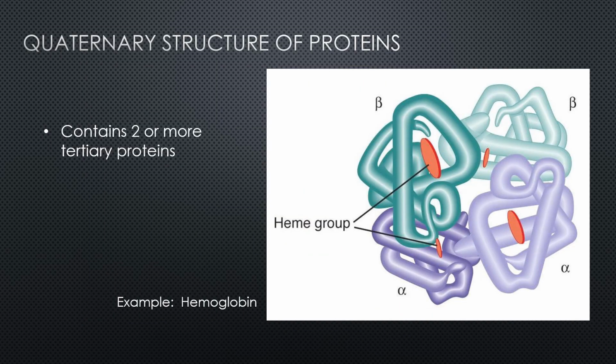Lastly is the quaternary structure of the protein. All that means is taking multiple tertiary proteins and binding them together to make the quaternary structure of proteins. Hemoglobin is a great example of that. It has a couple tertiary proteins in it, but they have to stay together, and that helps to transport oxygen throughout our blood.